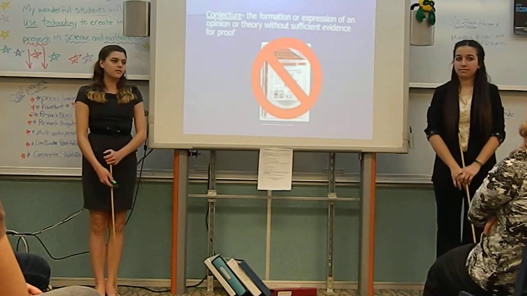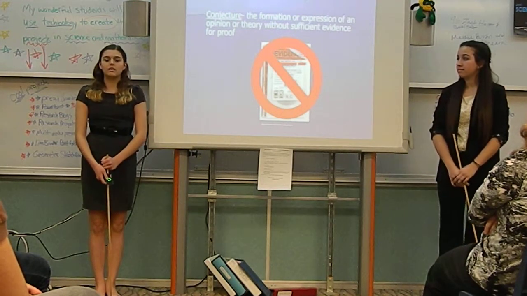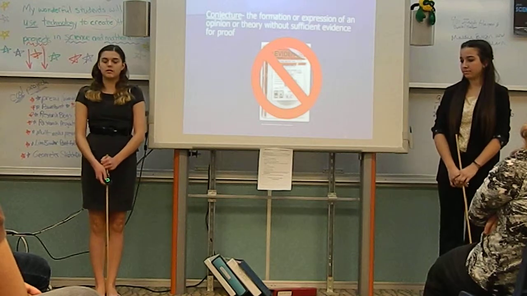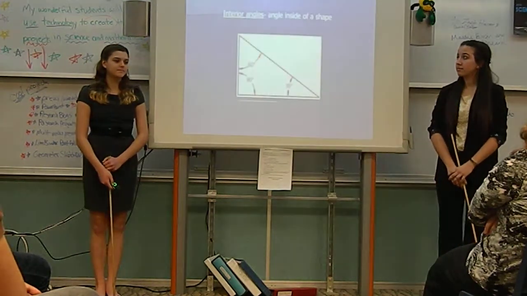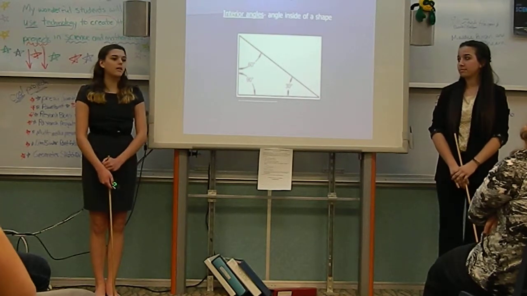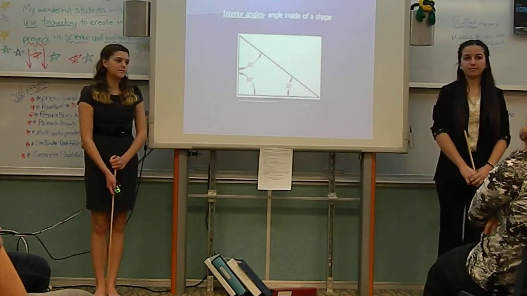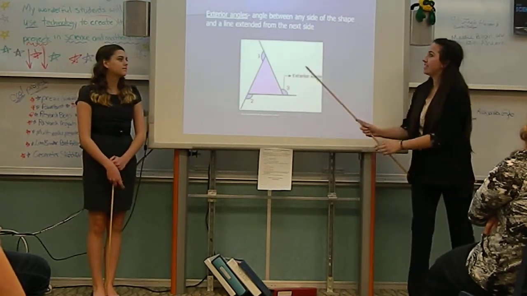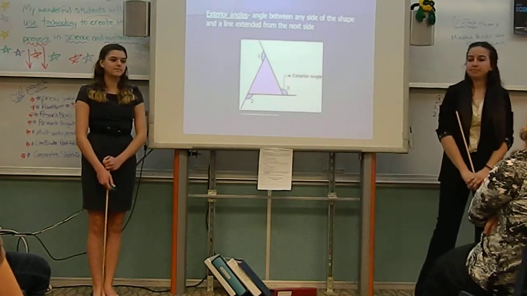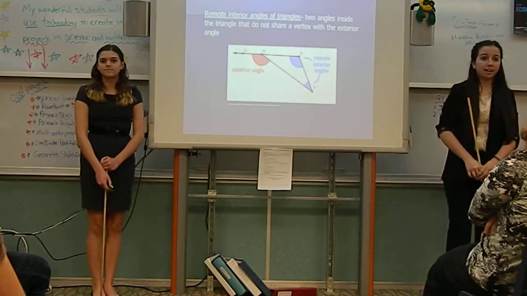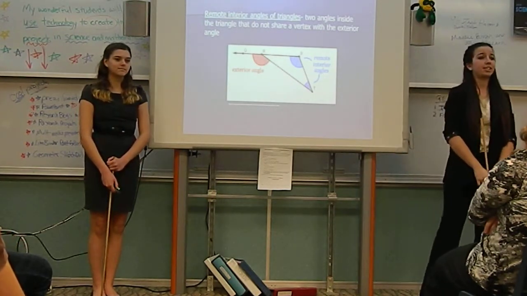So first off, we have vocabulary. A conjecture is the formation or expression of an opinion or theory without sufficient evidence for proof. An interior angle is an angle found within a shape. An exterior angle is an angle between any side of a shape and a line extending out from the next side. And remote interior angles of triangles are the 2 angles inside the triangle that do not share the same vertex as the exterior angle.